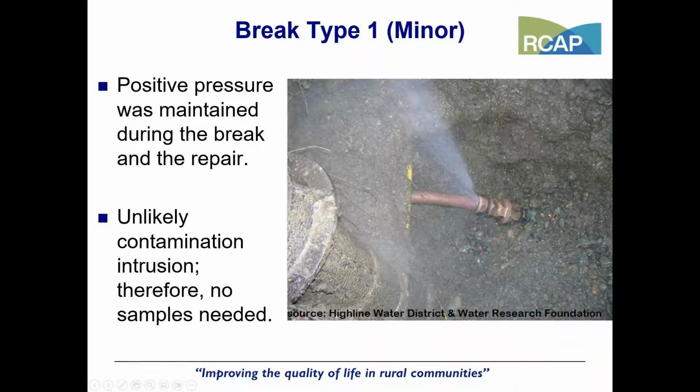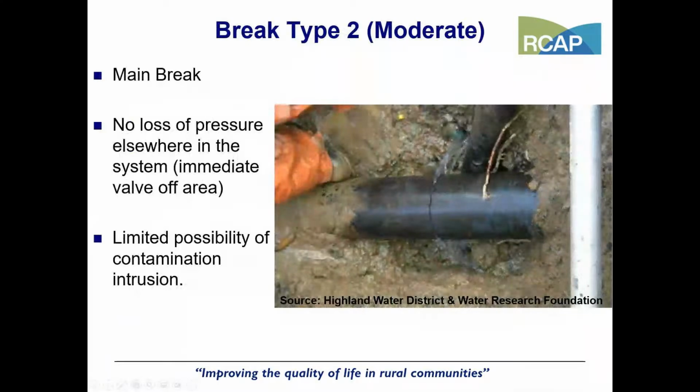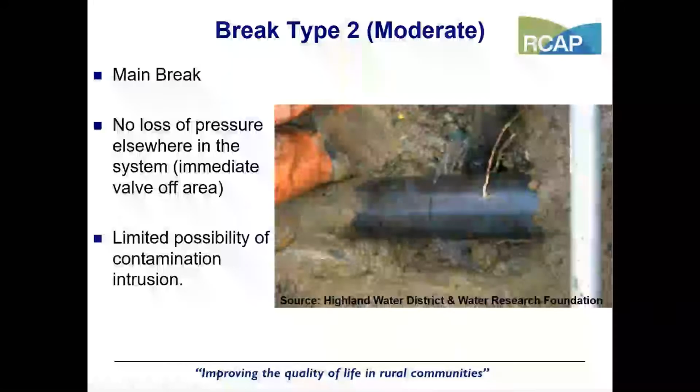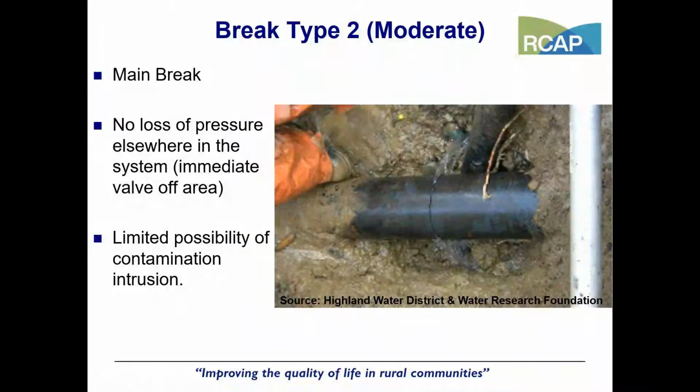So your break type 1, that's just going to be your minor service line. Positive pressure was maintained, but there's probably no contamination. I've seen these while out and about, where you just tighten them up and they're good to go half the time. Then you start getting into more of your breaks. You don't necessarily have a loss of pressure in another part of the system. You might have a little bit there at the pipe, but you're going to have really limited possible contamination, as you could see in this image.